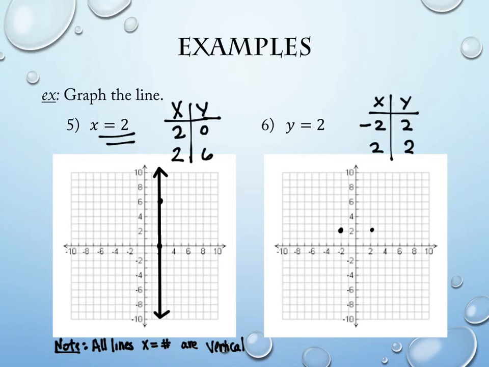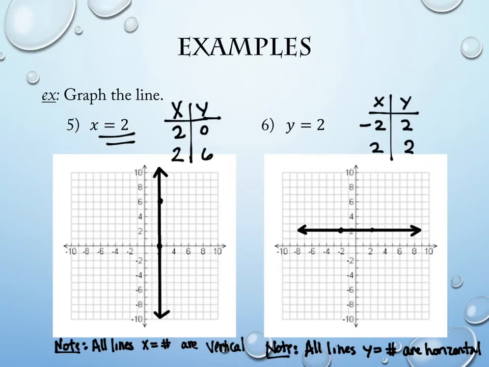And as we connect these with a line, you'll notice, of course, that this will end up giving us a horizontal line. And again, that always happens anytime we're dealing with an equation that is y equals a number. We always get a horizontal line. So we'll write a similar note down here at the bottom of this one. All lines that are y equals a number are horizontal. So those are some unique lines.